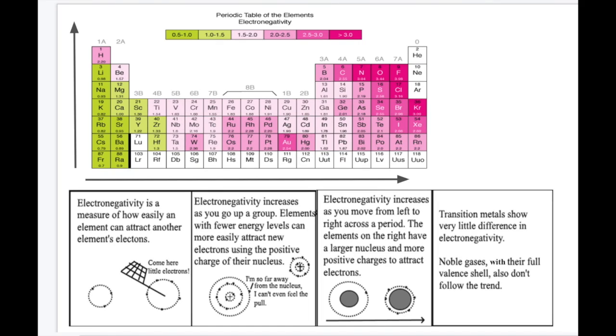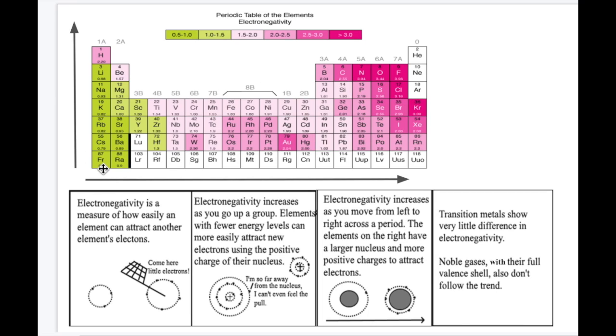Electronegativity has trends that are kind of the opposite of what we see with the radius of the element. And so electronegativity is just the measure of how easily an element can attract another element's electrons. Okay, so what we'll see is that down here, the green is going to be a lower electronegativity compared to over here where we have the bright pink. This is going to be a higher electronegativity. So these atoms over here are better at attracting electrons from other atoms than ones over here.